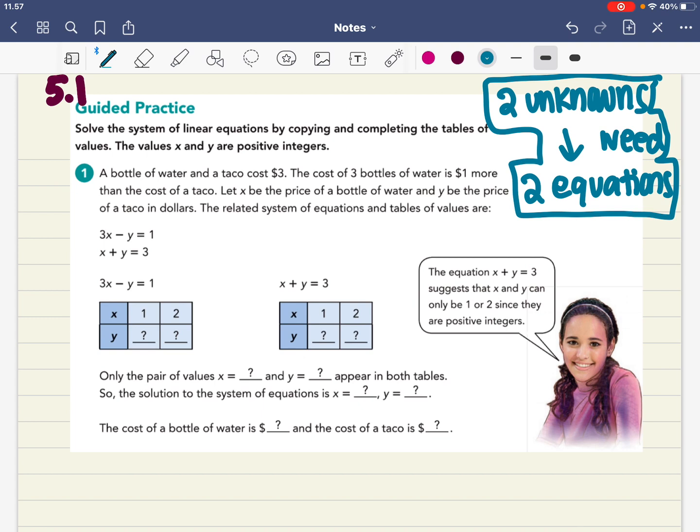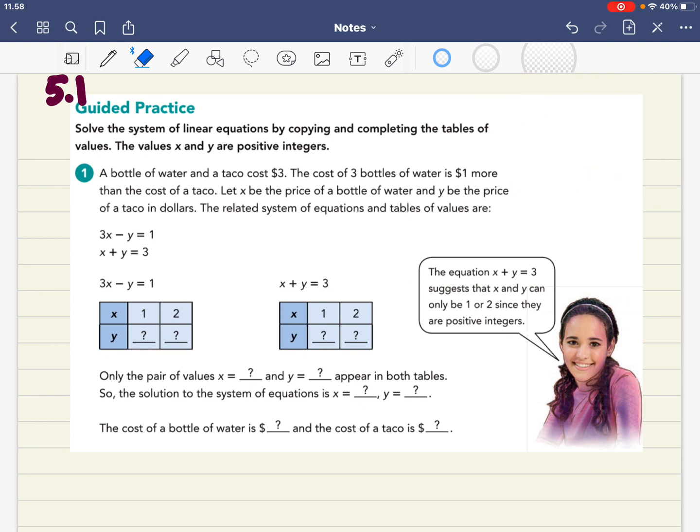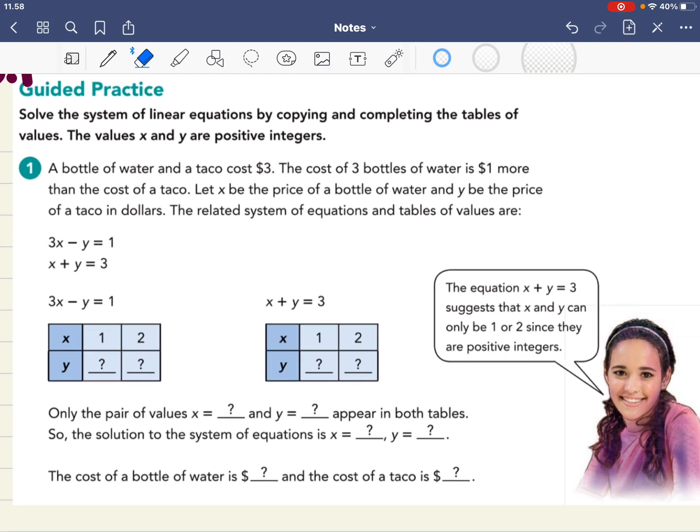If you don't know what x is, or if you don't know what y is, you need to have two equations with x and y so we can solve each of them. So here's an example already. It says a bottle of water and a taco cost $3. The cost of 3 bottles of water is $1 more than the cost of a taco. Let x be the price of a bottle of water and y be the price of a taco in dollars. The related system of equations and tables of values are below.